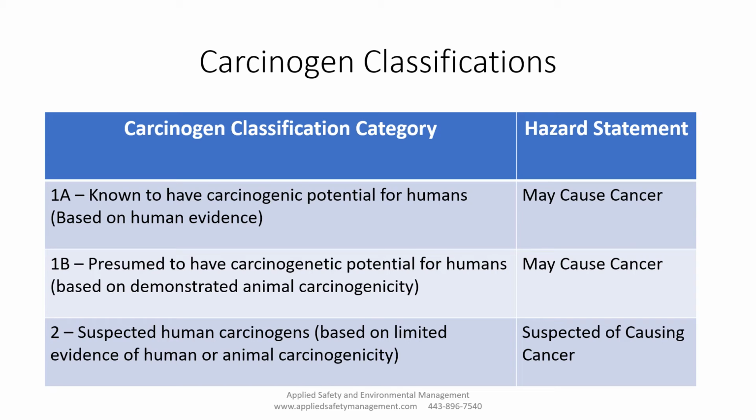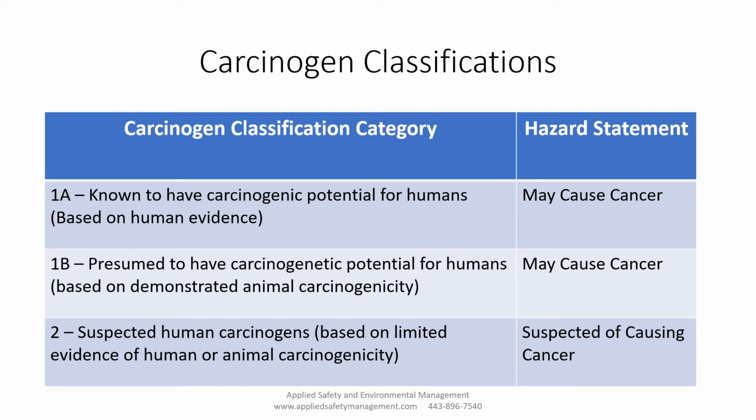When we look at classification category 2, suspected human carcinogens, that's because they have limited evidence both on humans and on animals. And so the hazard statement for this one is going to be suspected of causing cancer.